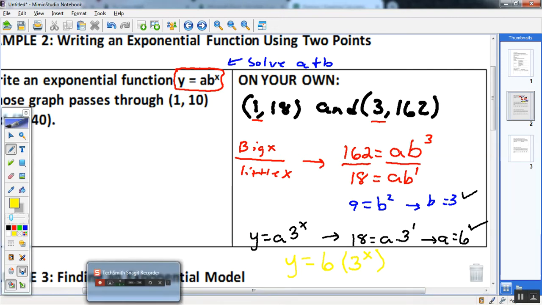And think about it, kids. Look at the point 3 comma 162. Anybody have a calculator handy for me? Go 3 to the 3rd power. What's 3 to the 3rd power? 27. Now take that times the value out in front, 6.